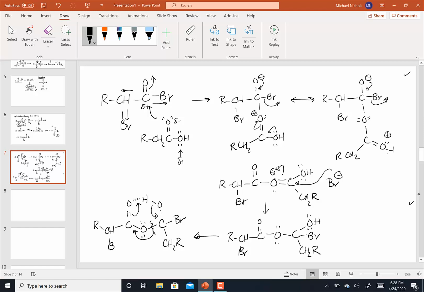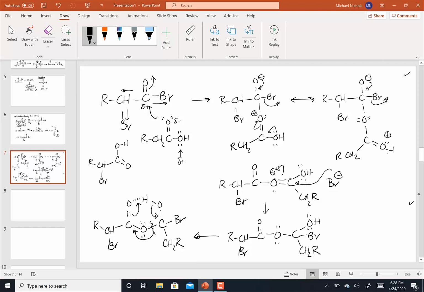And so what am I going to end up with? Trying to write this in exactly the same format, the same orientation, I'm going to end up with the OH there and the double bond there.